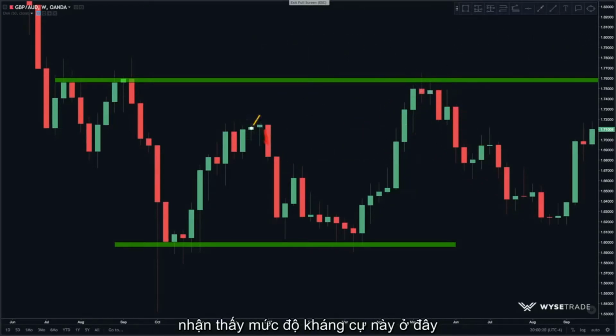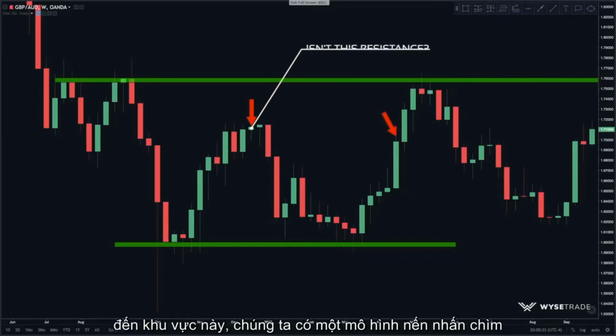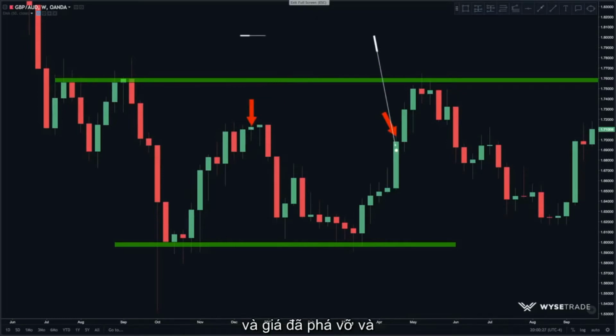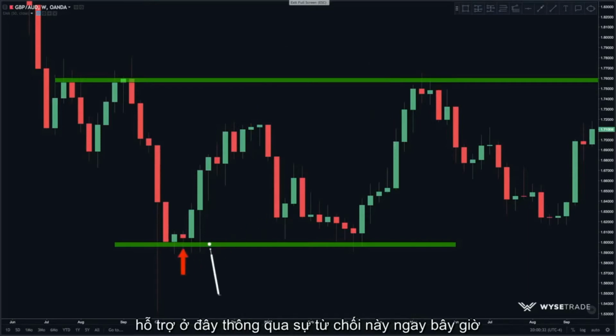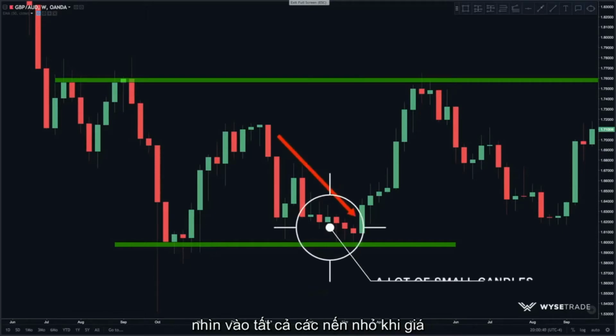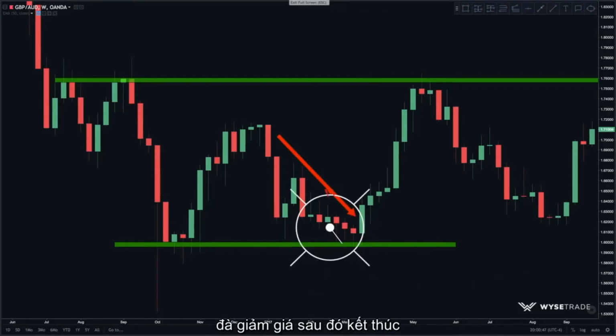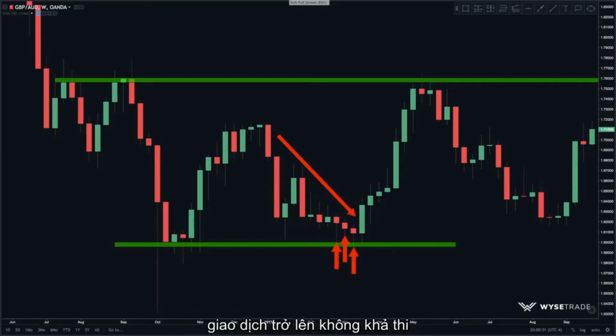So some traders might have noticed this level of resistance here, but look at what happens when price comes to this area. We have an engulfing candle and price broke right through, and there was no price action for a trade. Here along the bottom, we have a level of support here through this rejection. Now again, as price approaches this level, look at all the small candles, which shows no bearish momentum. Price then finishes with 3 candles where the wicks are rejecting support, and then price took off upwards.